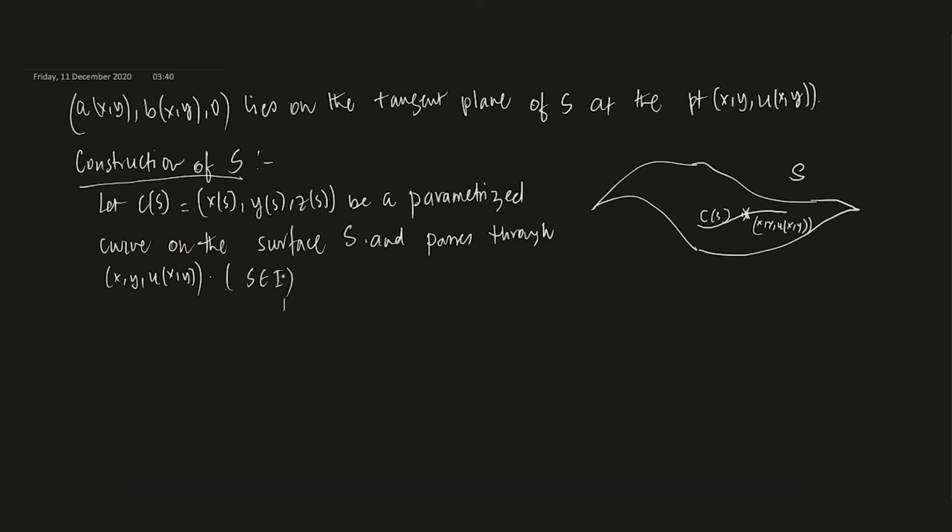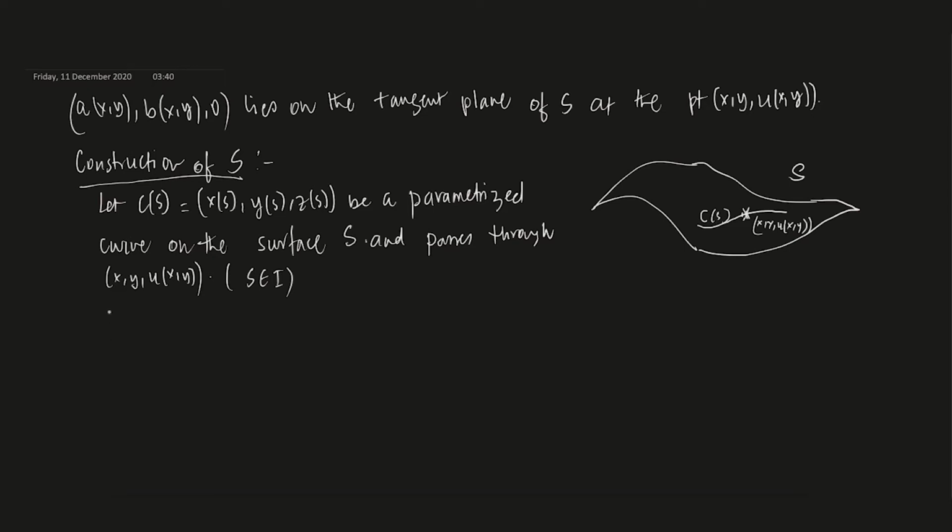Now we want to find what C of S is. We know something about C of S, and that is this: C of S lies on the surface S, and S is a smooth surface. So for C of S, I can talk about the tangent vector, tangent to this curve.